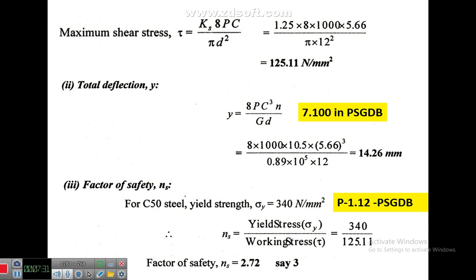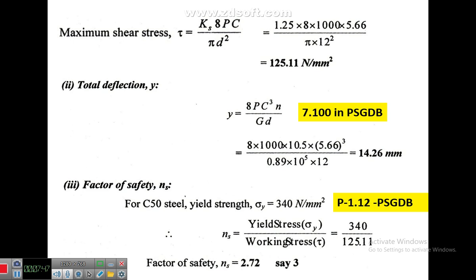Then coming to the total deflection, for getting the value of y, we use the formula which is available in page number 7.100 in the data book, that is y equal to 8 Pc cube n divided by Gd. So substitute, you got 14.26.